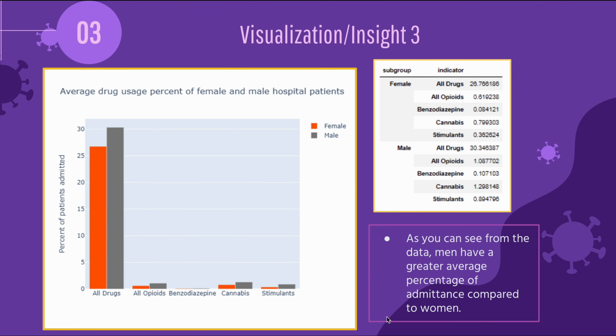And for the visualization in Insight 3, as I said earlier, you can see all the patients that indulged in substances, and you could see the average percent of the patients and what they were diagnosed for. The average drug use percentage of female and male hospital patients were visualized, and as you can see from the data, men have a greater average percentage of admittance compared to women.